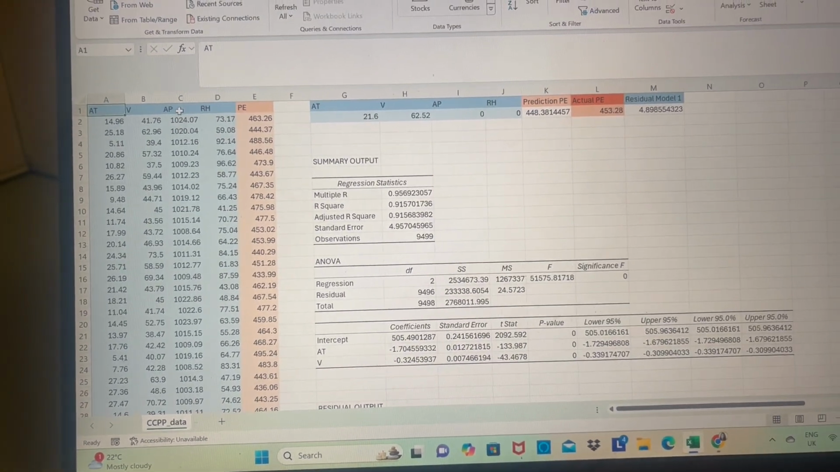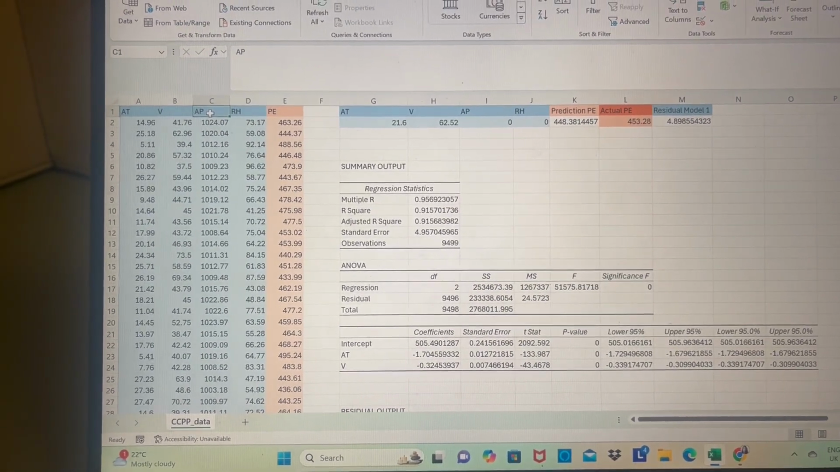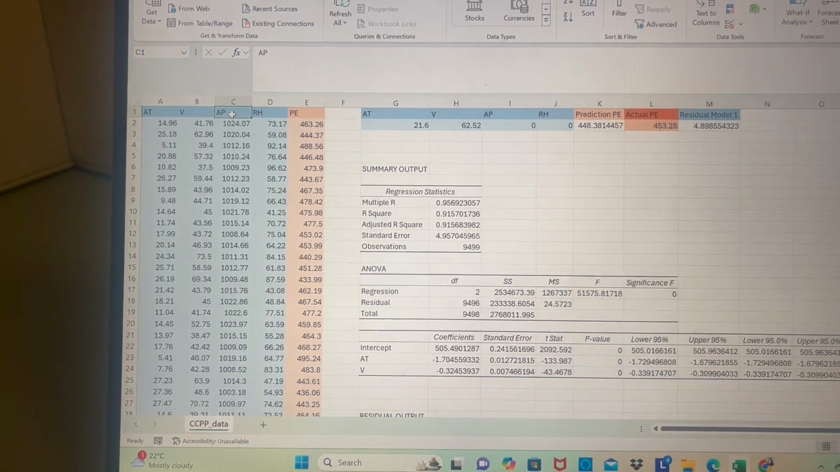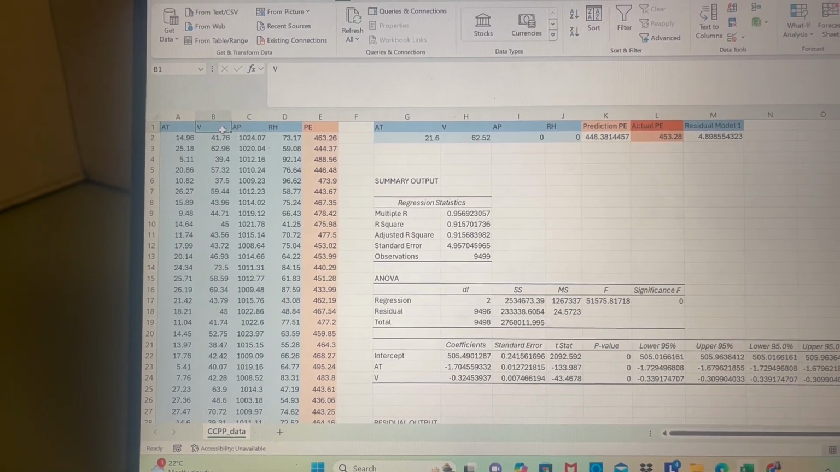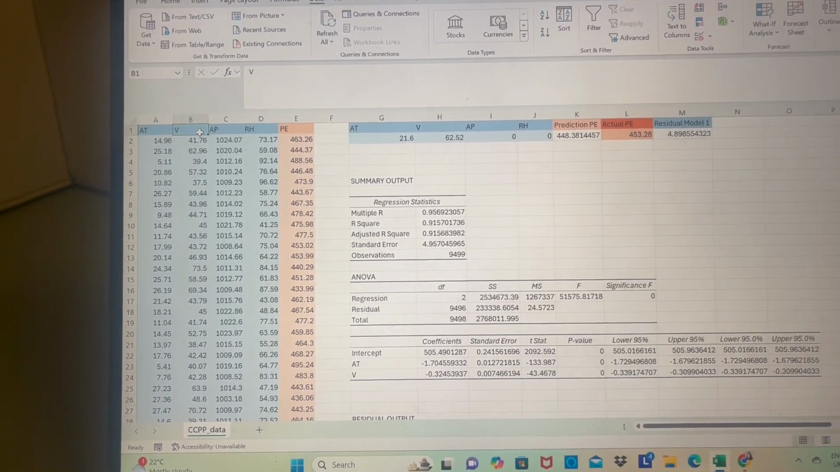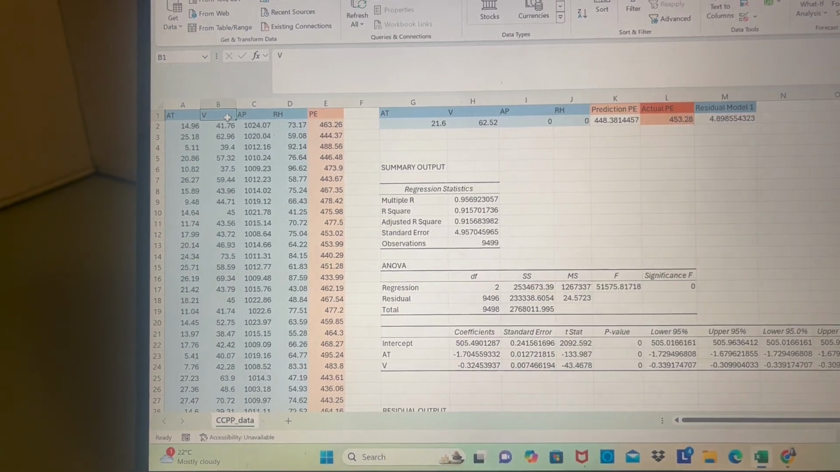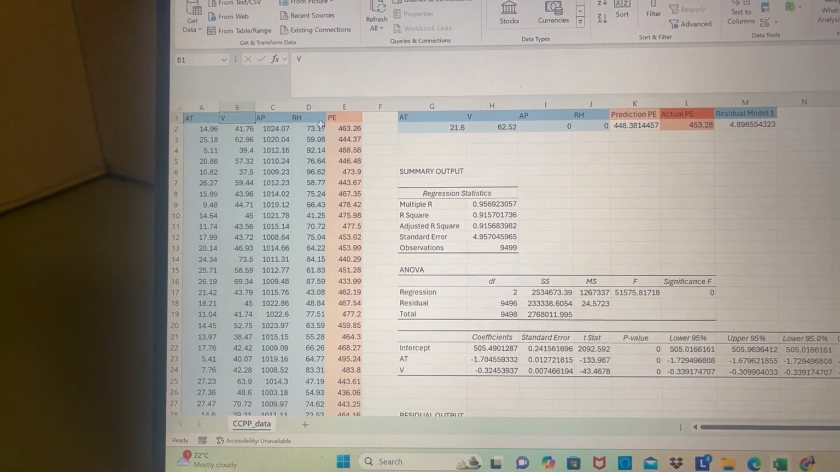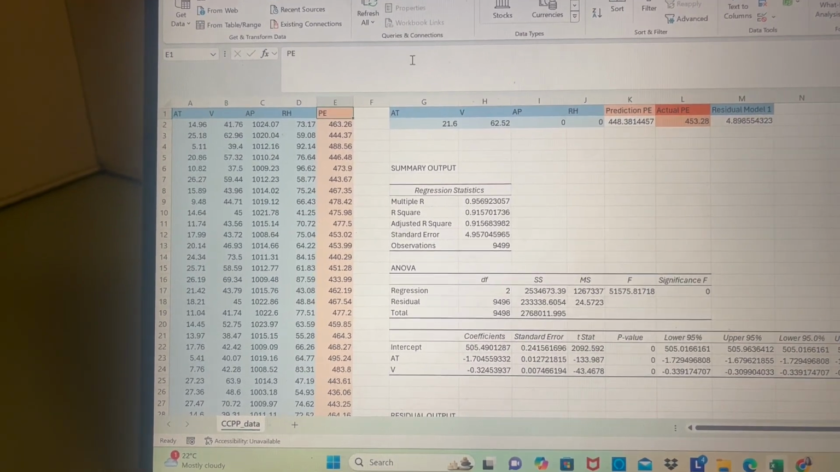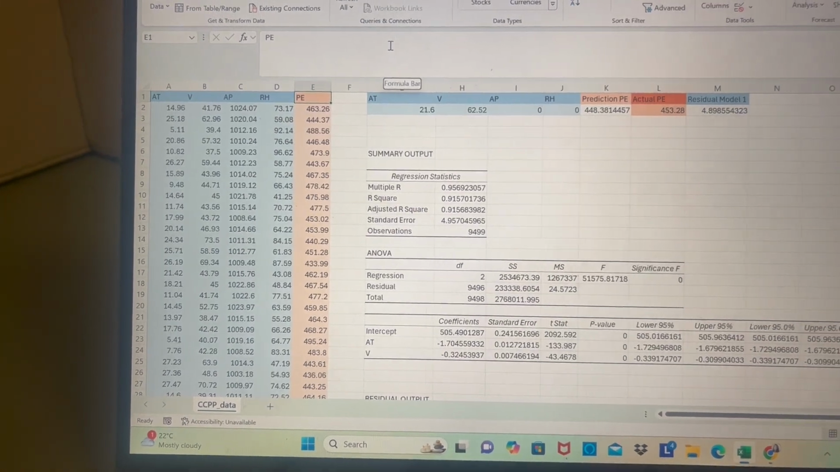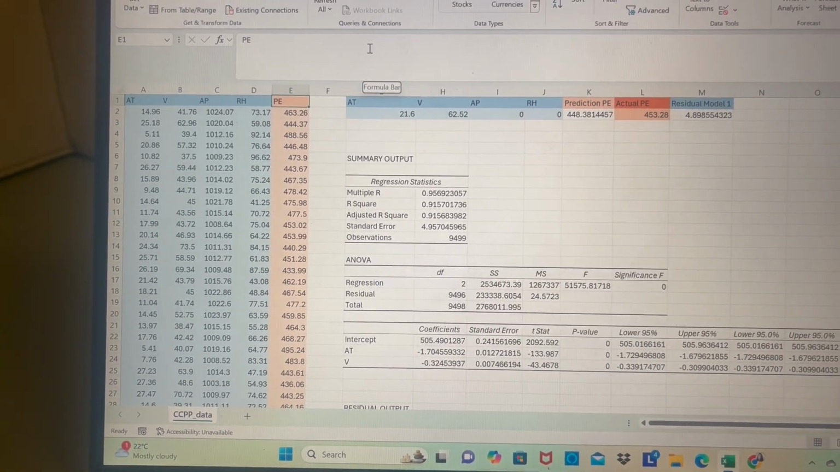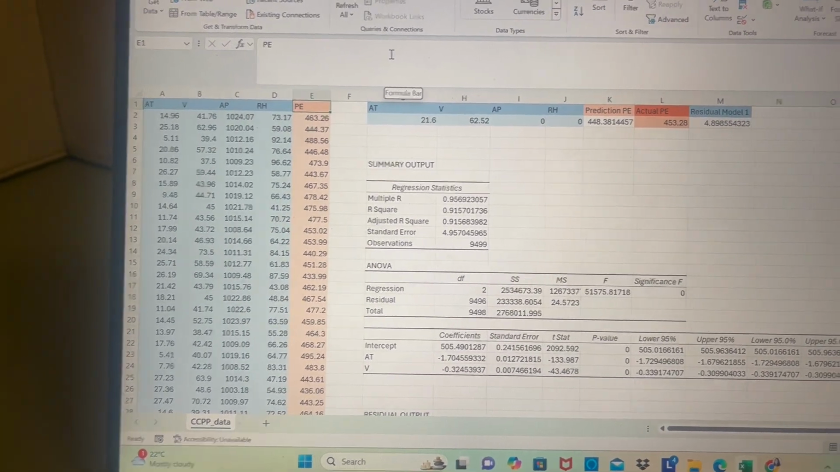We have AP, which stands for ambient pressure. We have V, which stands for vacuum. That's the third independent variable. And we have RH, which stands for relative humidity. And the variable we are trying to predict is the power, electrical energy output.